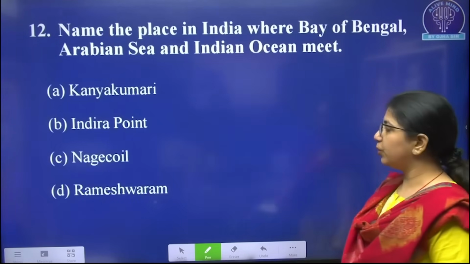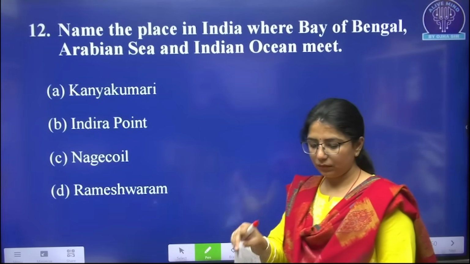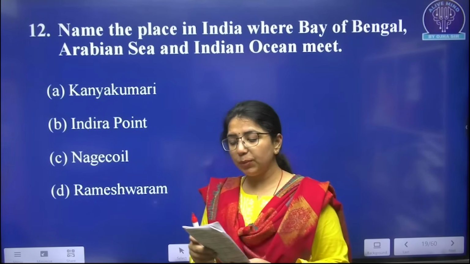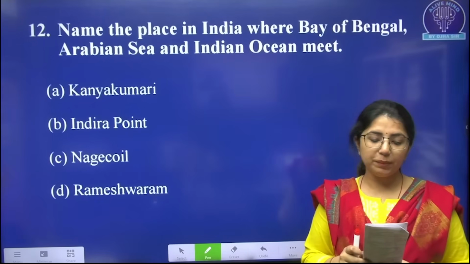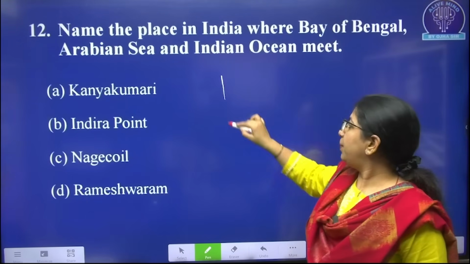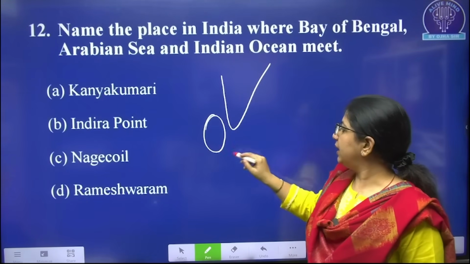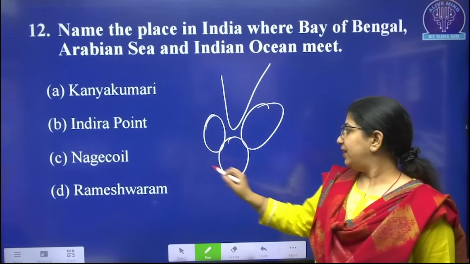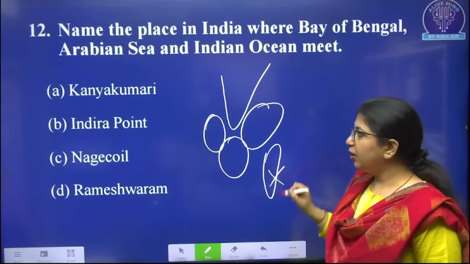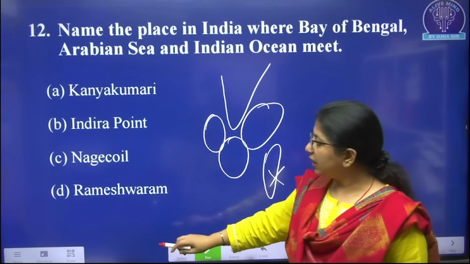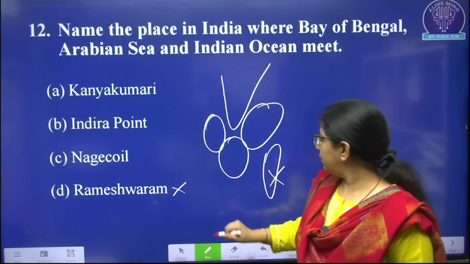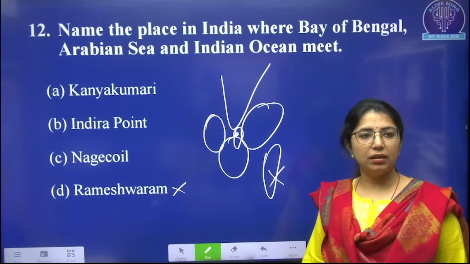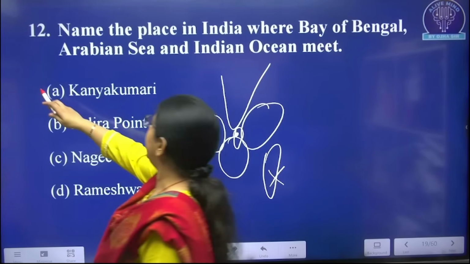Then is question number 12. Name the place in India where the Bay of Bengal, Arabian Sea and Indian Ocean meet. This can't be Indira Point, it is in Andaman and Nicobar. This can't be Rameshwaram, it is just an island here. The answer is Kanyakumari.